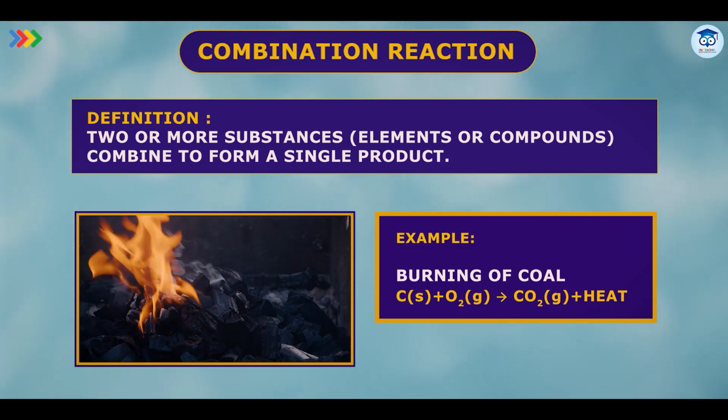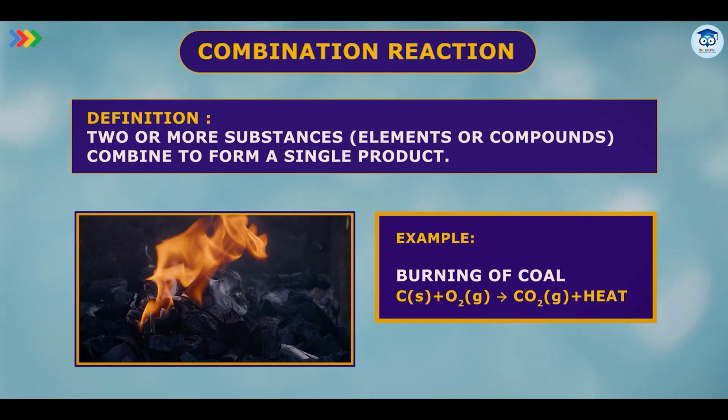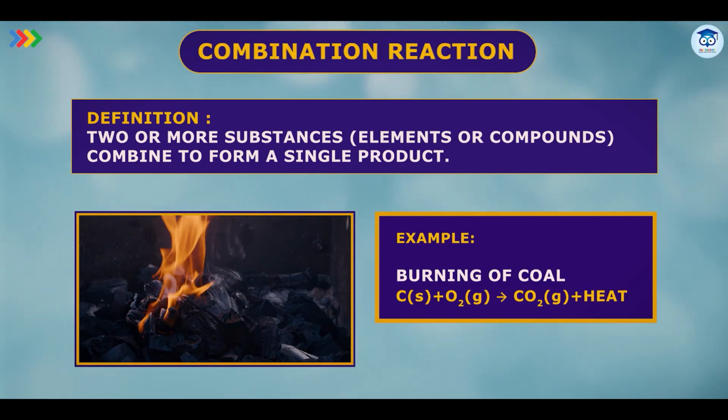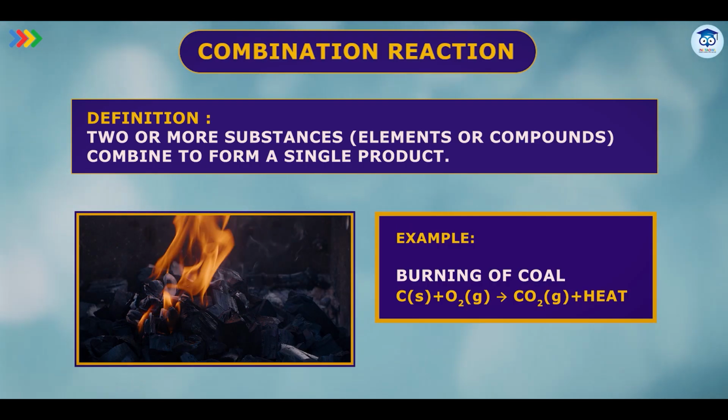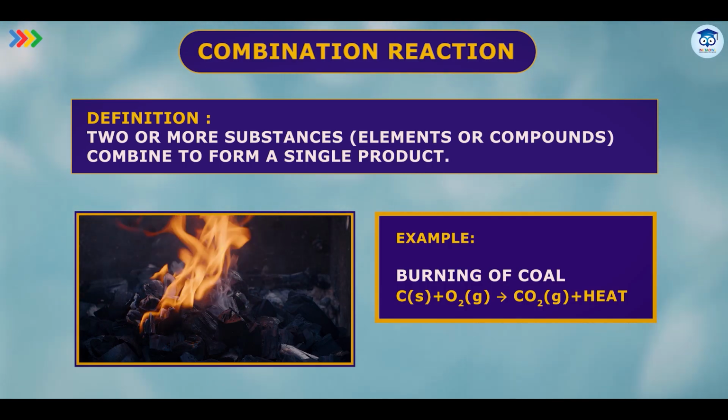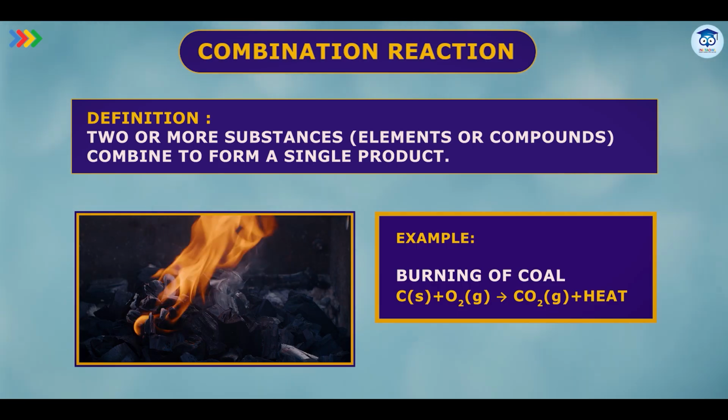In a combustion reaction, we see that carbon, when it is burned, or any substance containing carbon, when it is burned in air, combines with the atmospheric oxygen and we get carbon dioxide, heat and light. So this is a combination reaction.